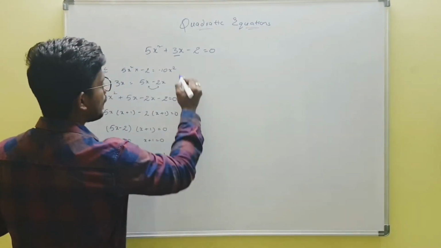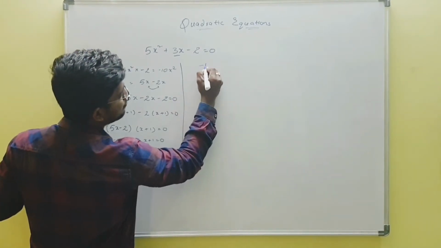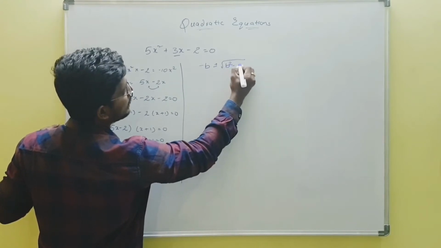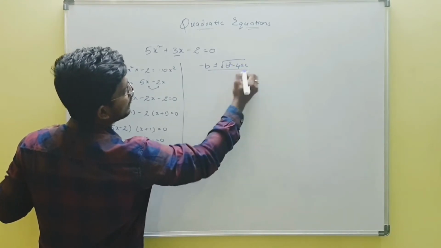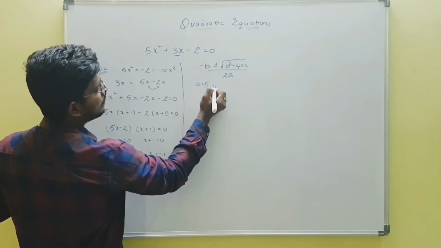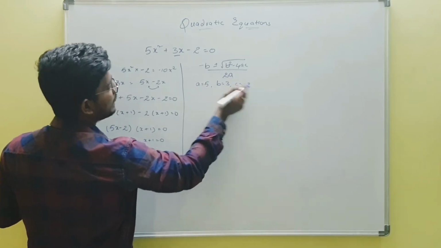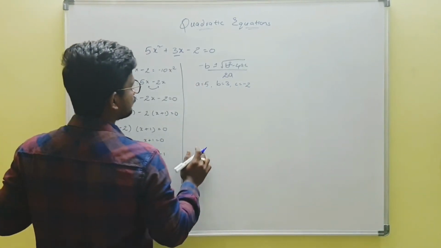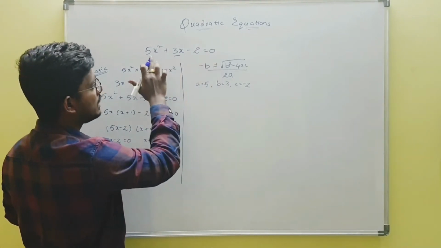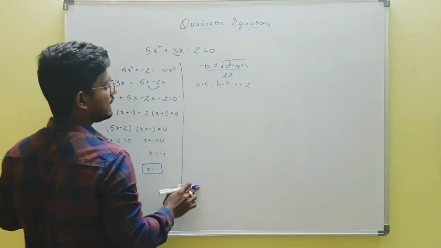And we have a formula for this, which is minus b plus or minus under root of b square minus 4ac by 2a. Here a is equal to 5, b is equal to 3 and c is equal to minus 2 in this equation. I am comparing this equation to ax square plus bx plus c is equal to 0. Hence I got a is equal to 5, b is equal to 3 and c is equal to minus 2.